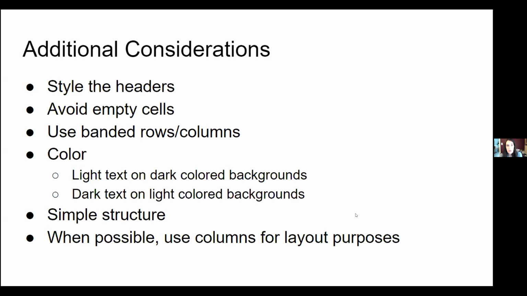Again, just another quick note about color. You want to stick with light text on dark colored backgrounds and dark text on light colored backgrounds. Stay with a simple structure. If it's complicated to read and figure out as a sighted user, you can bet that it's going to be complicated to read and understand for someone who's using assistive technology. So be aware of what your table looks like and how much information is packed into it. And then when possible, use columns for layout purposes.